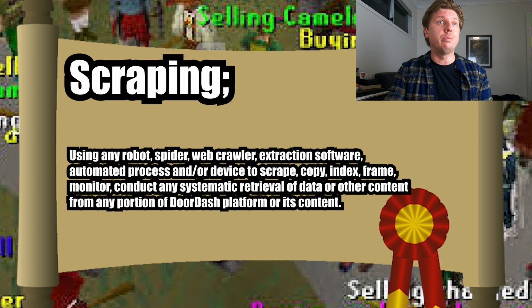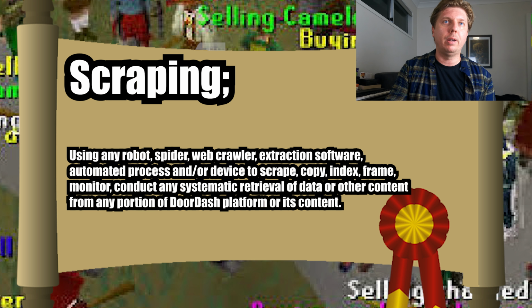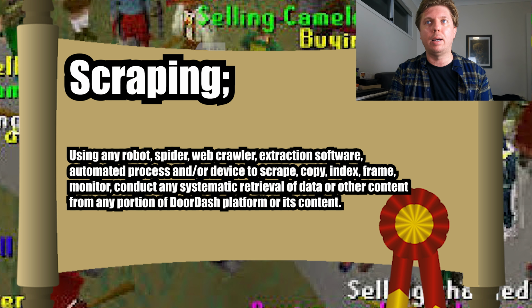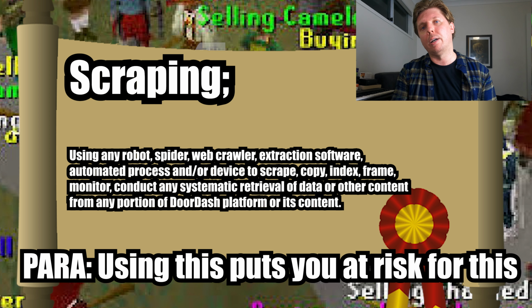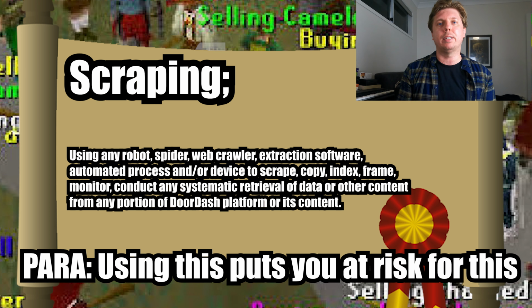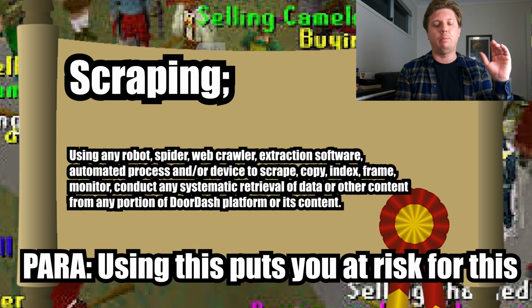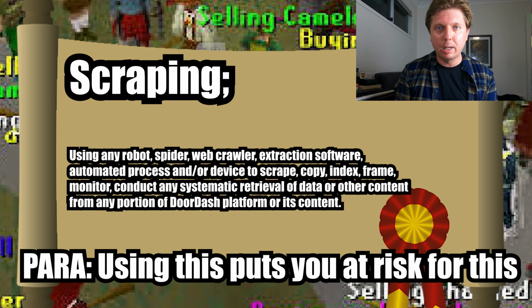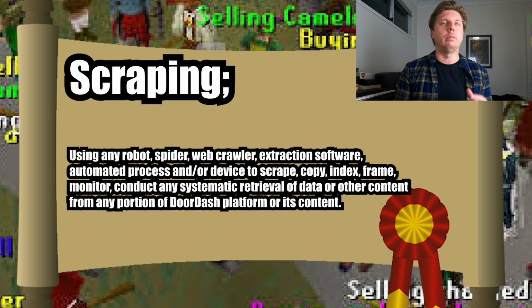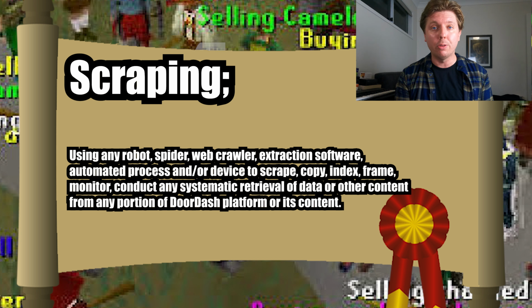Scraping, so using any robot, spider, web crawler, extraction software, or automated process, and a whole bunch of tech stuff there. So guys, people can write programs that pretend to be a Dasher and scrape the customer's information on orders. It'll pull the customer's name, where they live, and their contact number across from the application, and then they'll create a database for their own marketing purposes or whatever they want to do with it. That kind of behavior from software is banned. If it detects that on the Dasher application, it's just going to deactivate that account.